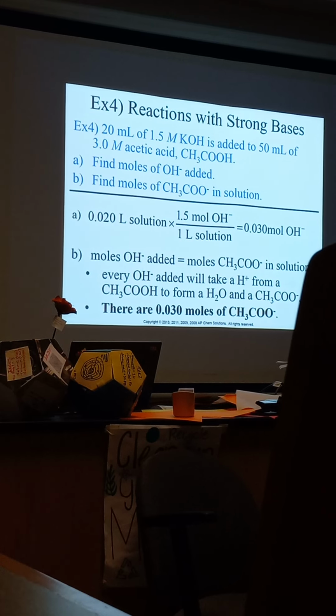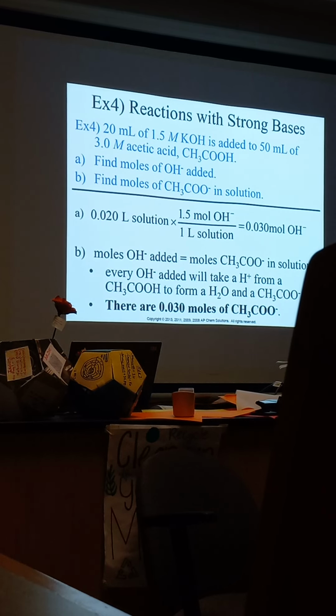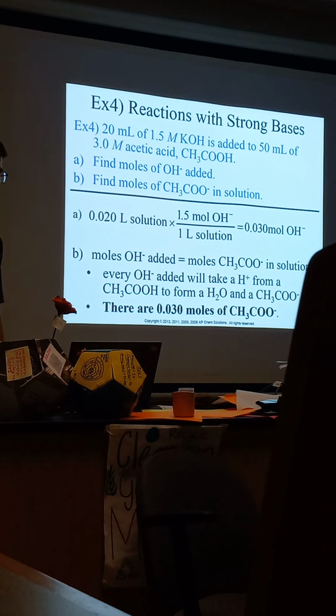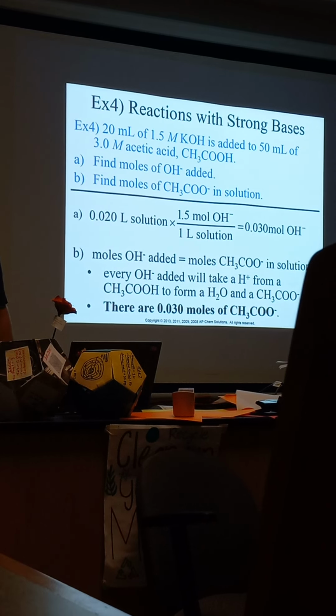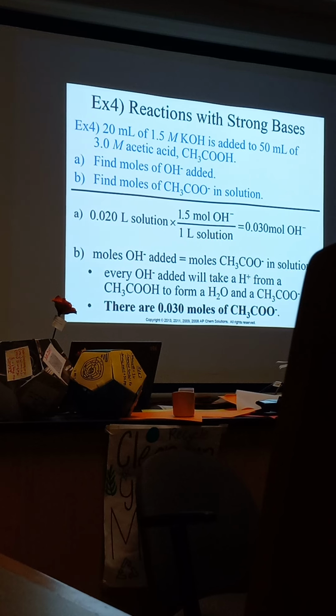Okay guys, this is probably the hardest part of acids and bases. Not the math, it's the logic. You guys need to get good. Get good at logic. Use your brain. Word problems are great in math, aren't they?